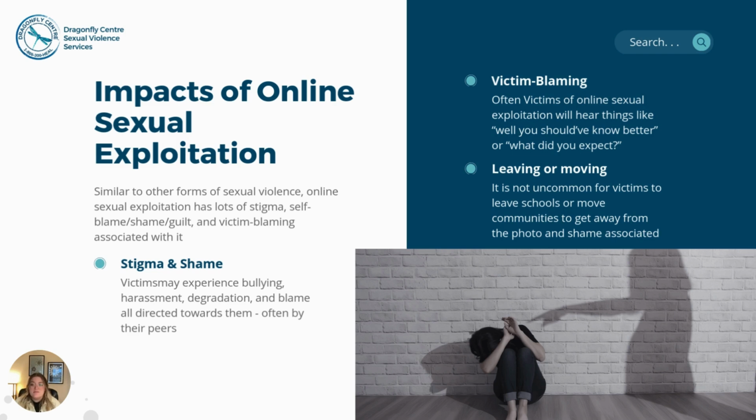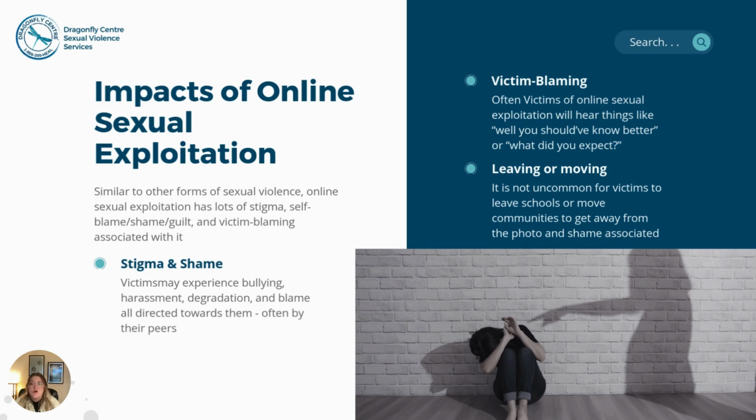Shame and guilt often prevent young people from reaching out for support. They may internalize harmful messages that suggest that they were responsible for what happened, even though exploitation is never a victim's fault. Victim blaming is another significant barrier to support. When individuals or communities blame the victim rather than holding the perpetrators accountable, it reinforces harmful myths about sexual exploitation and sexual violence, and it discourages survivors from seeking the help that they need.